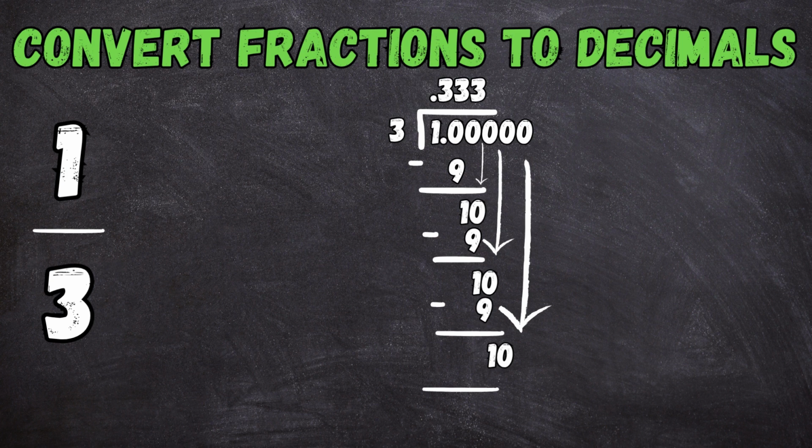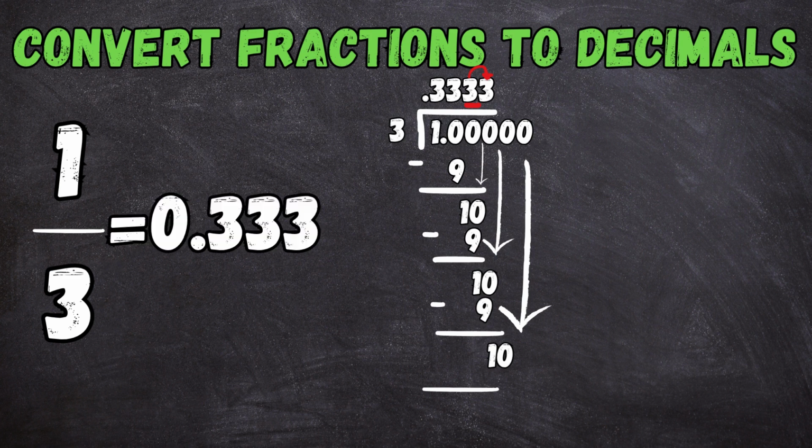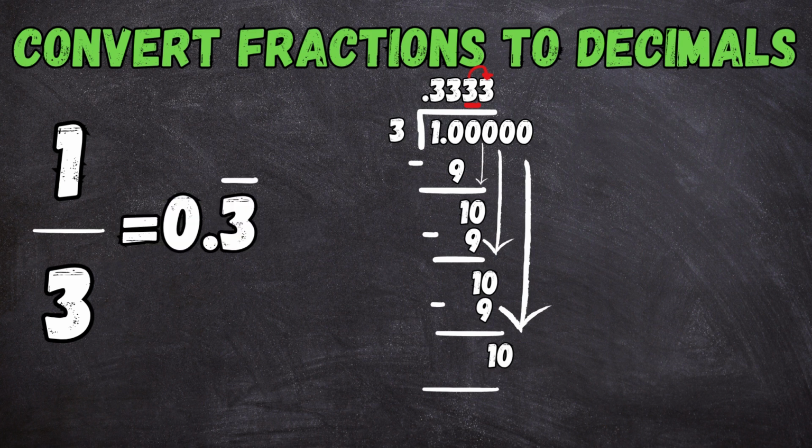So we write it like this, 0.333... And those dots mean the 3's go on forever. Or we can use a bar notation like this, 0.3 with a line over the 3 to show it repeats forever. So that's our final answer. That's called a repeating decimal. And it's super common when converting fractions.